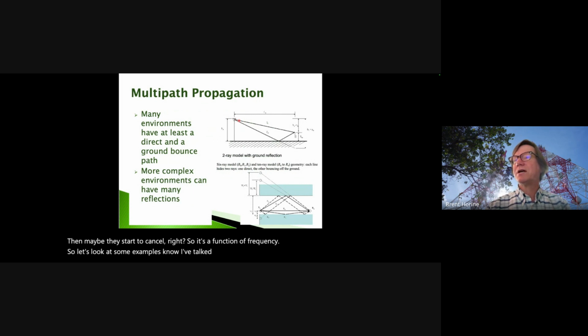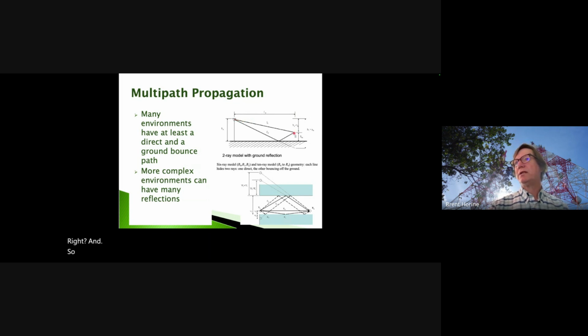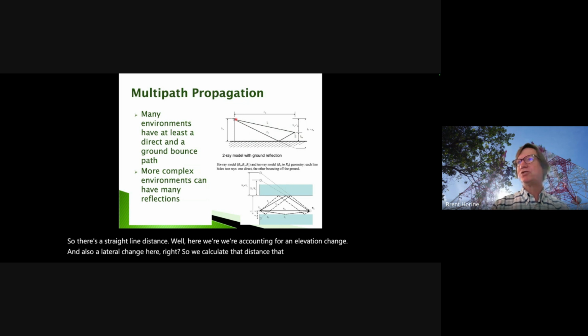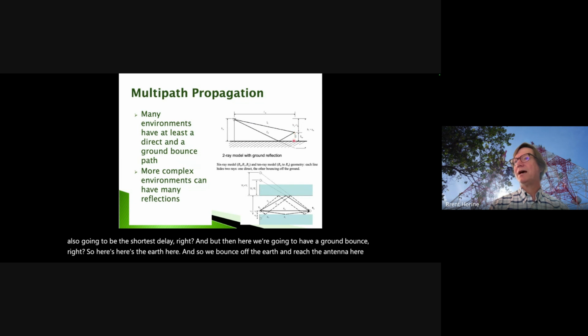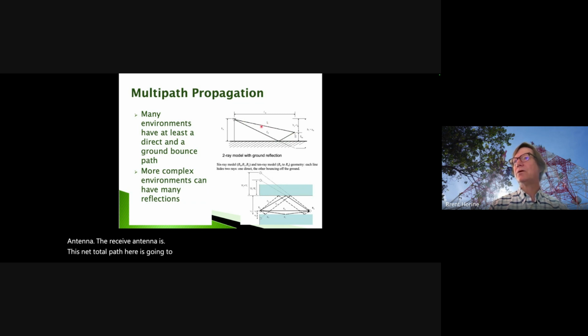I've talked about this concept a number of times, but we've got, let's say, a transmitting antenna and then a receive antenna out here at this distance, right? And so there's a straight line distance. Well, here we're accounting for an elevation change and also a lateral change here, right? So we calculate that distance. Remember, from geometry, the shortest distance between 2 points is a straight line. So that's the shortest physical distance, which is also going to be the shortest delay, right? But then here we're going to have a ground bounce, right? So here's the Earth here, and so we bounce off the Earth and reach the antenna here, right? Depending upon how tall that receive antenna is, this total path here is going to be a little bit longer than this one, right?